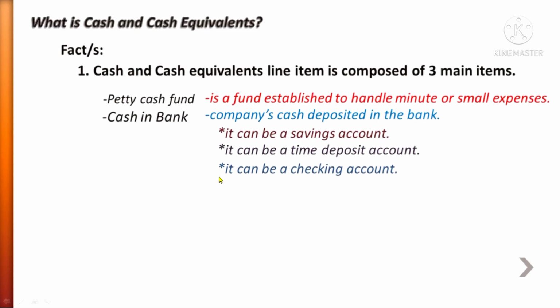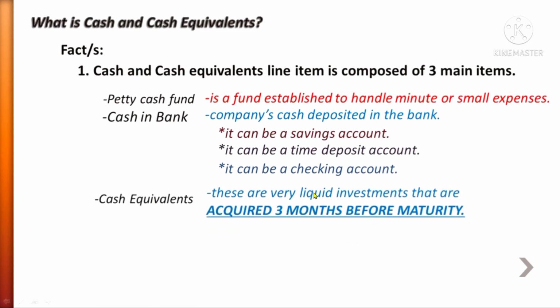And lastly, we have the cash equivalents, which are very liquid investments. When we say very liquid investments, that means these are investments that are very easily converted to cash. Again, cash equivalents are very liquid investments acquired 3 months before maturity. So please remember this because it's very important. Cash equivalents are acquired 3 months or less before maturity. So these three are the main components of the line item cash and cash equivalents.